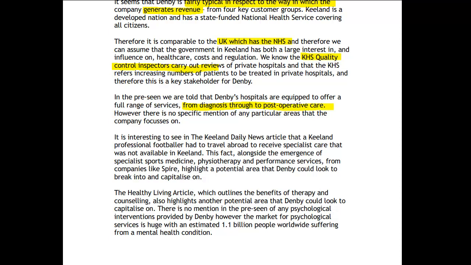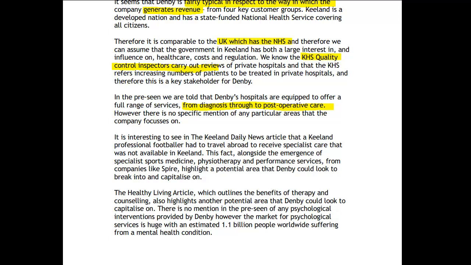But there's no specific mention of any particular areas that the company focuses on. So we saw Spire Healthcare has a specialist cancer centre, but we don't know whether Denby offer anything very specific to one type of disease or one type of treatment, which is a potential area that the company could look to capitalise on. They could look at offering a very specific, specialised niche service.